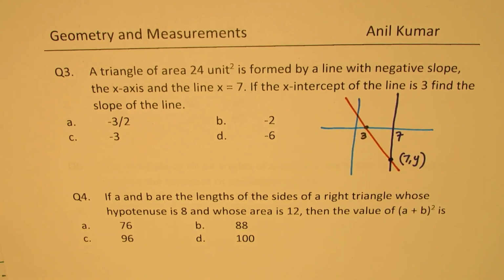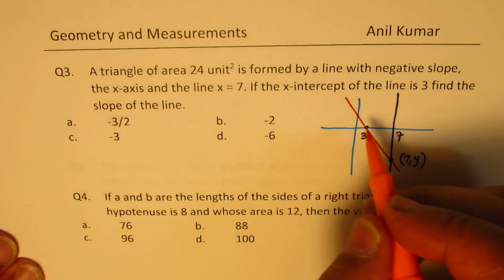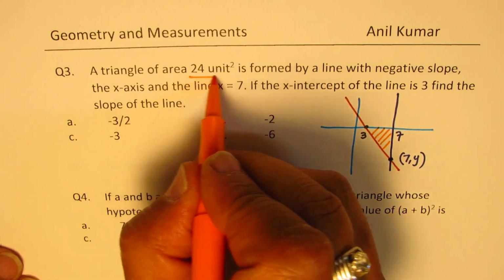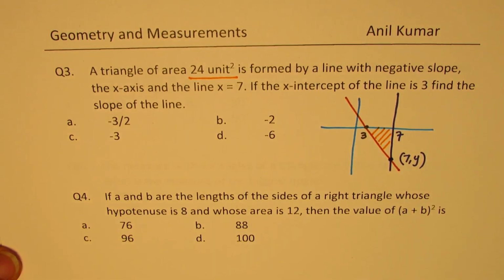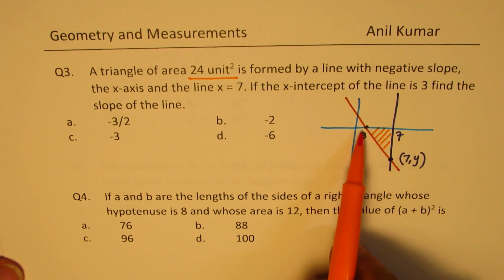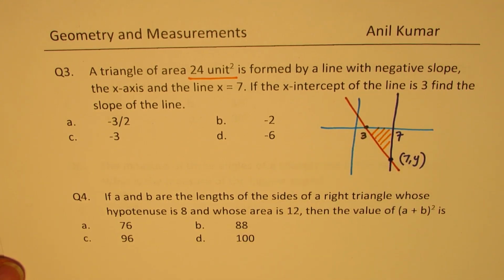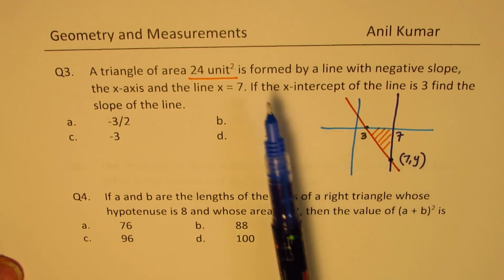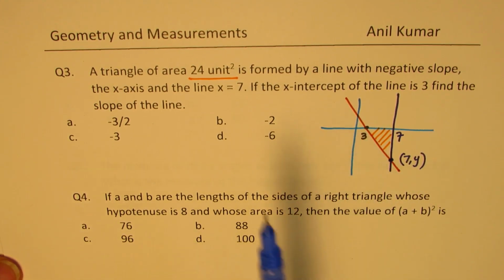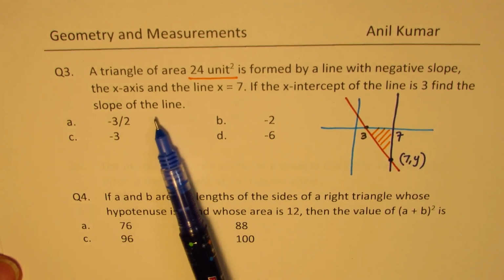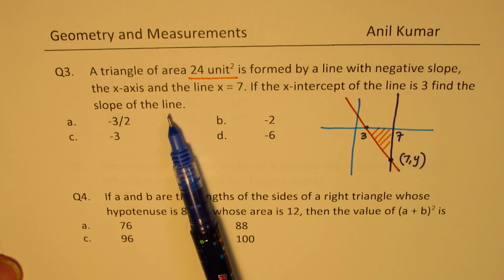You get the idea. And we are also given that the area is 24 units square, right? Between the x-axis and these two points, the triangle. You need to find the value of y, and then you can find the slope. If the x-intercept of the line is 3, find the slope of the line. Is that clear to you?